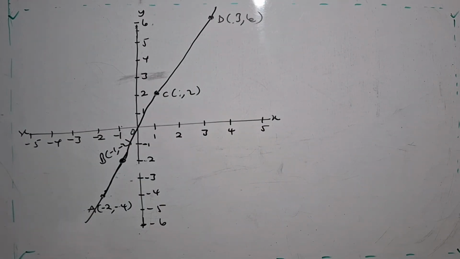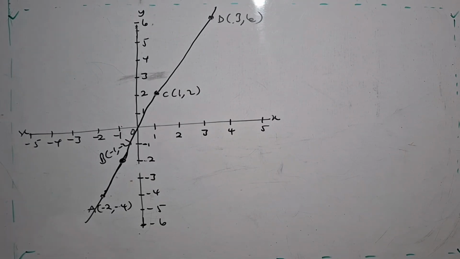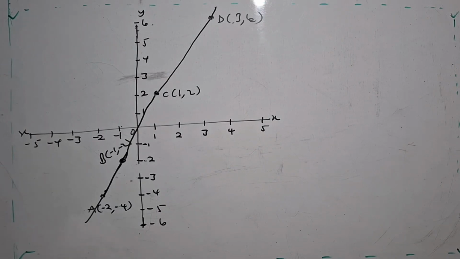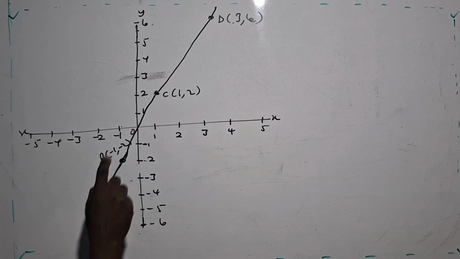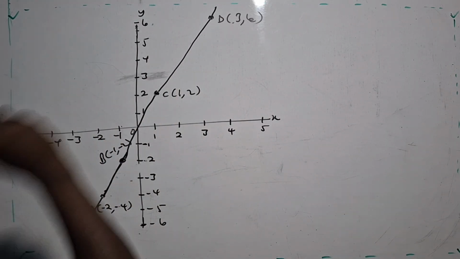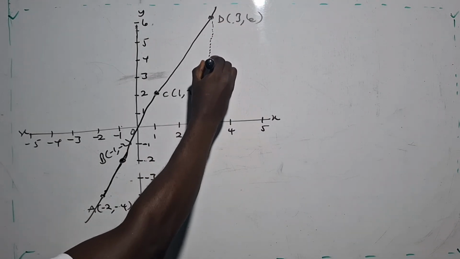Now they are saying find the gradient of the line. This is the most important thing I want to teach here. Finding the gradient: anywhere you pick the points, you should get the same answer. Any 2 points you pick, you should get the same answer. So here I have A, B, C, and D. First of all, let me try C and D. So I'll use my dotted line here.